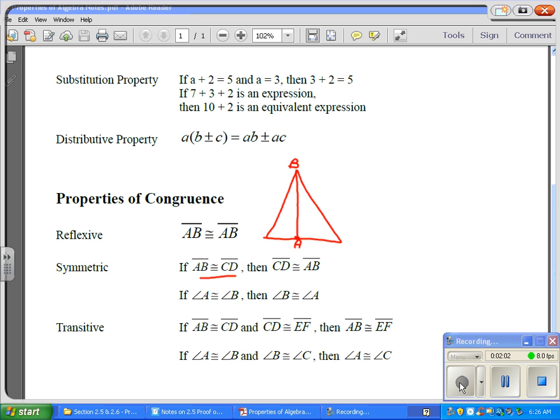Or even with the angles, angle A is congruent to angle B. Now, transitive is a little different. What you end up having is you have these two in the middle that happen to be the same segment. So if you know AB is congruent to CD and that CD is equal to EF, then it's just a logical conclusion that AB would be equal to EF because they're both equal to the same thing. That's like saying AB is equal to 7 and 7 is equal to EF. Well, if they're both equal to 7, then they obviously are equal to each other. And you can do that with angles or segments, and that's called the transitive property.